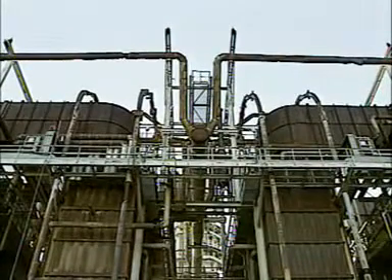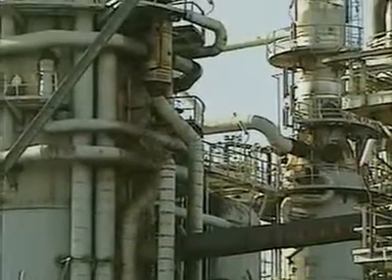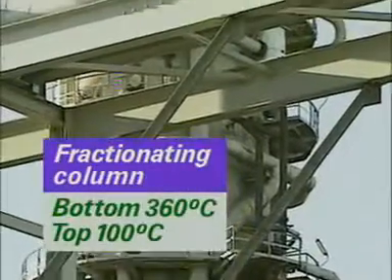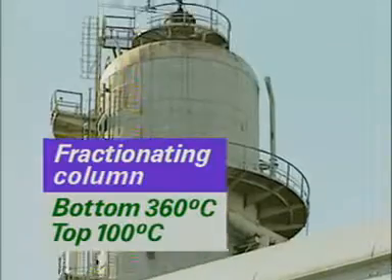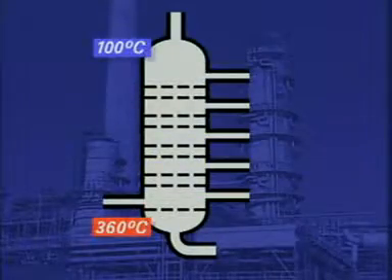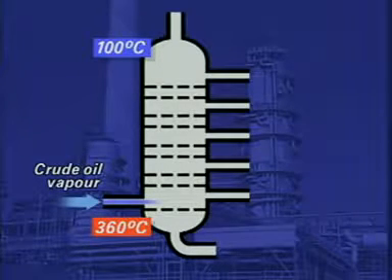The vapour is fed into the bottom of the fractionating tower, a column containing over 40 perforated trays. The bottom of the tower is kept at 360 degrees Celsius and the top at about 100 degrees Celsius. The vapours rise up the tower and condense to liquid when they arrive at a tray that is sufficiently cool.